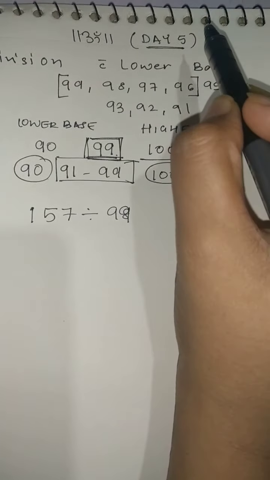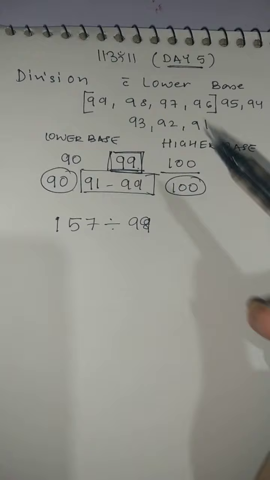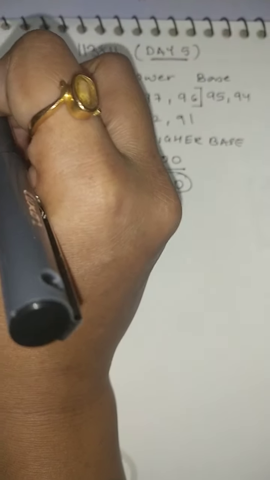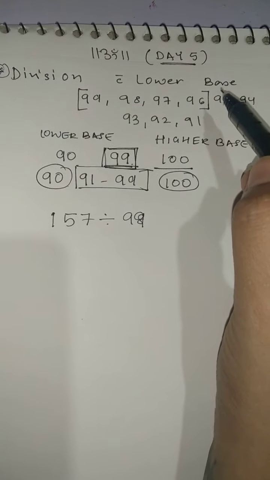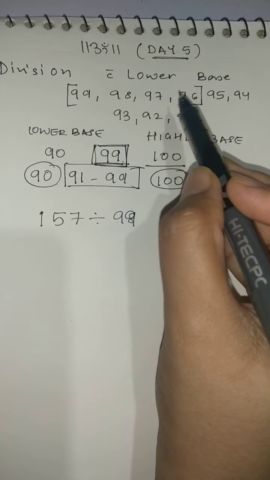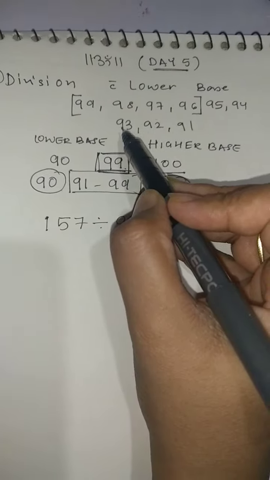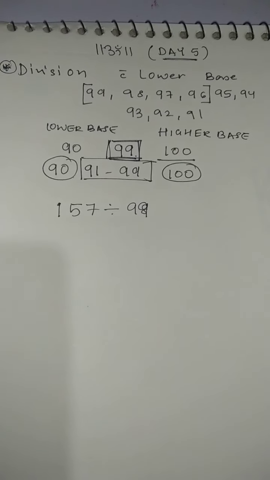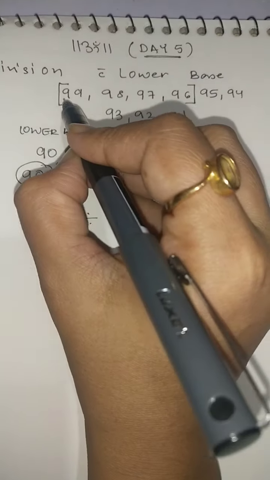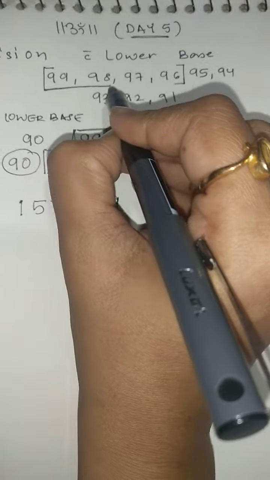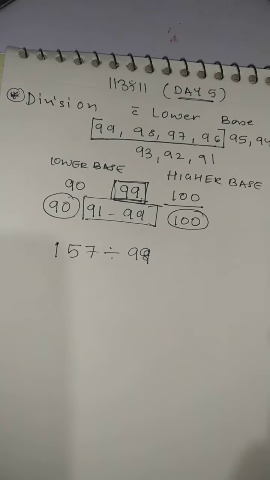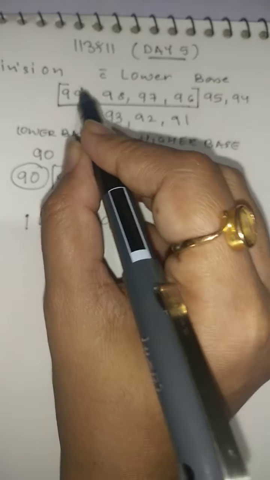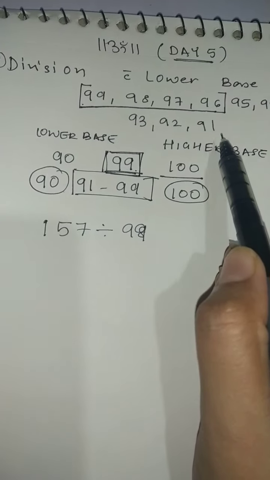Today is our day 5, and the topic is division with a lower base number, that is 99, 98, 97, 96, 95, 94, 93, 92 and 91. But today I will be covering only from 99 to 96. Okay, so now what I'm telling is, see, any number between 99 to 91.